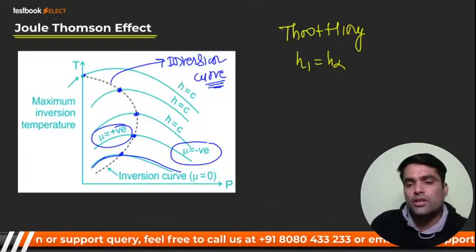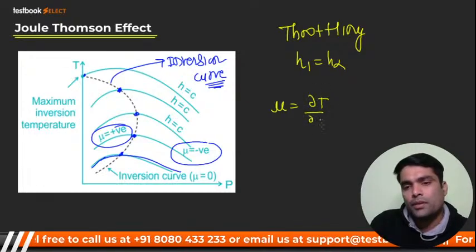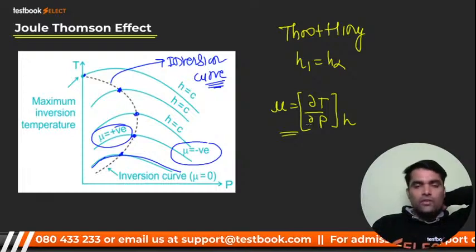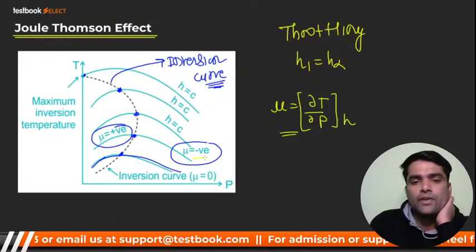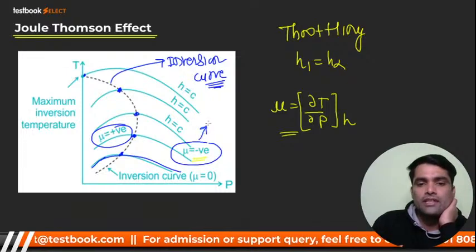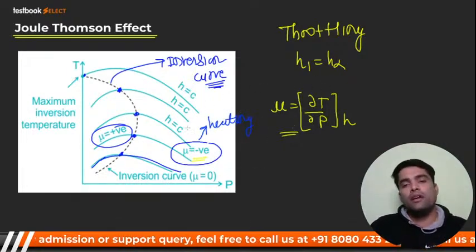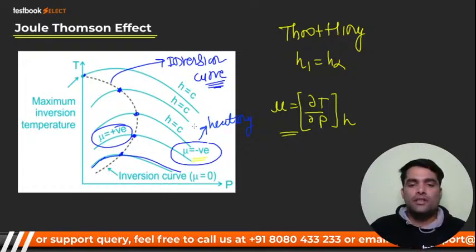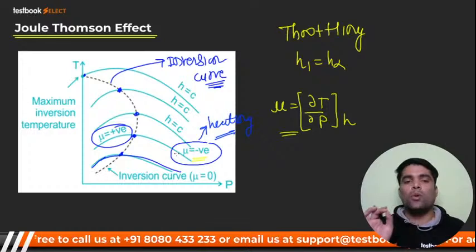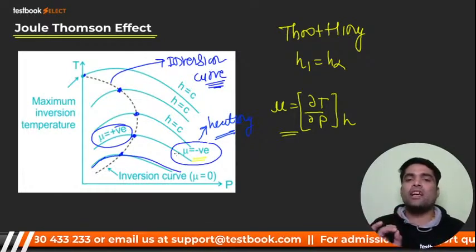What does mu show? Mu is nothing but the change in temperature with respect to pressure at constant enthalpy. That is the mu, the JT coefficient. When the JT coefficient is negative, it produces a heating effect. I told you that sometimes temperature increases and sometimes decreases in throttling. Whenever temperature increases, it shows heating, and the slope dT by dP is negative. That means mu is negative, right?